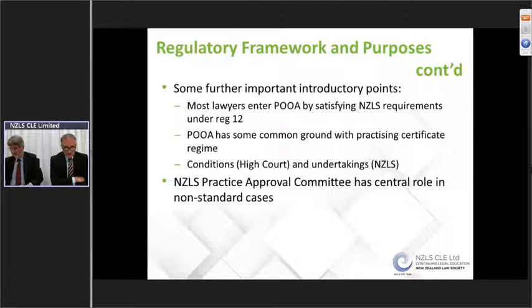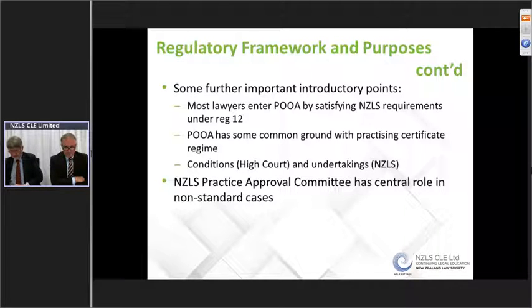Now, the High Court under Section 30, subsection 5, has a specific statutory ability to impose conditions on an entitlement to practice on own account. The Law Society can achieve much the same objective by way of undertakings. This normally relates to areas of practice and possibly some independent supervision and reporting in an early stage, something like that.